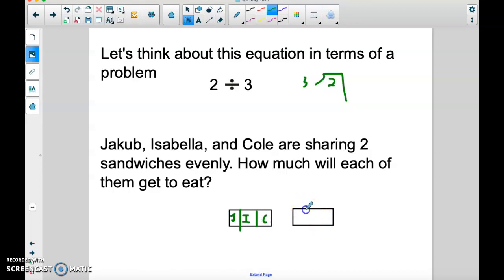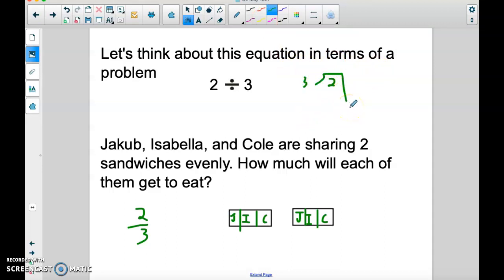And then I'm going to do the same thing over here. One for Jacob, one for Isabella, and one for Cole. Okay? So how much will each of them get? Well, each of them will get 2/3.